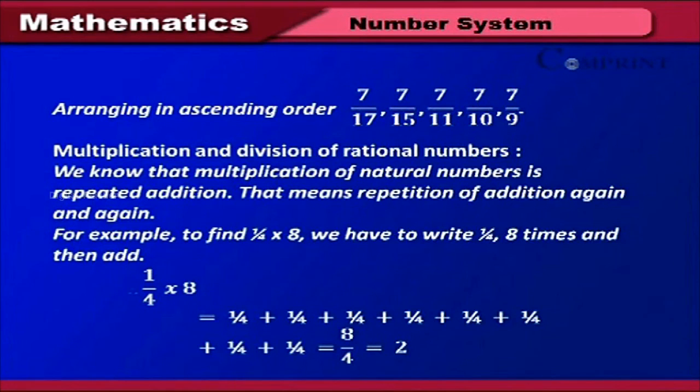Multiplication and division of rational numbers. We know that multiplication of natural numbers is repeated addition. This means repetition of addition again and again. For example, to find 1 by 4 into 8, we have to write 1 by 4 eight times and then add. Therefore, 1 by 4 into 8 is equal to 1 by 4 plus 1 by 4 plus 1 by 4 plus 1 by 4 plus 1 by 4 plus 1 by 4 plus 1 by 4 plus 1 by 4, which is equal to 8 by 4, which is equal to 2.